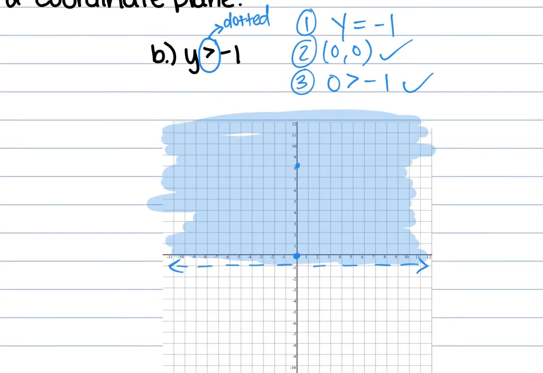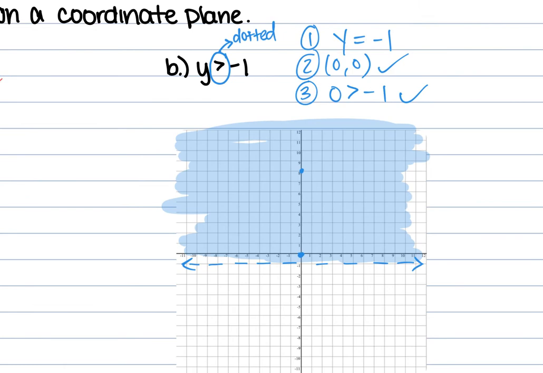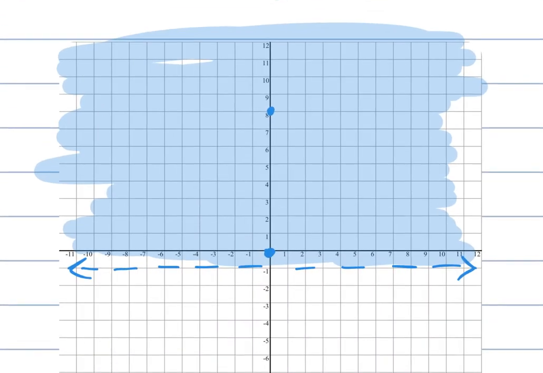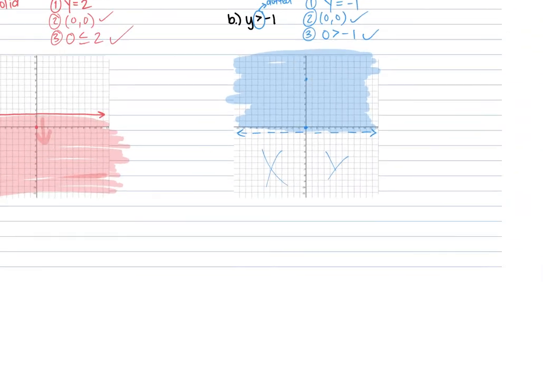So there's a reason that we're shading one side versus the other. Any point in here, and I encourage you to try it. Try 8, 0 or 0, 8. So x is 0, y is 8. Is 8 bigger than negative 1? Yeah, so it works, okay? But any point down here in this region is not going to work. That's why we don't shade it. Cool beans? Okay, let's check it out.